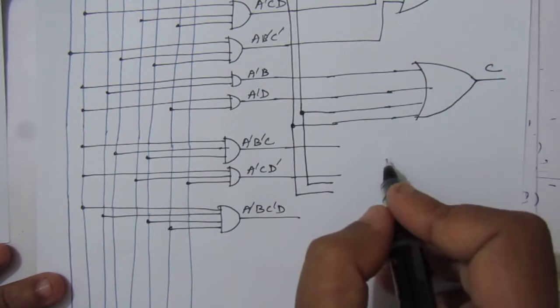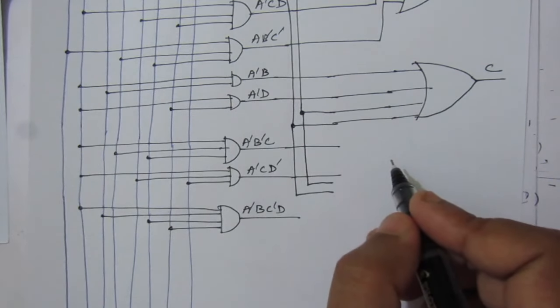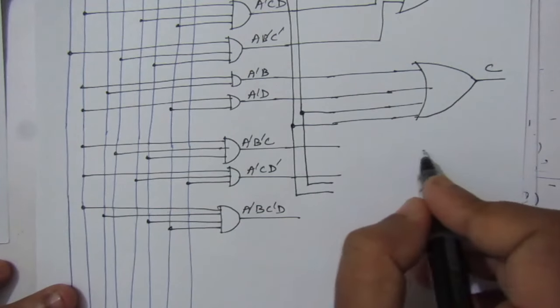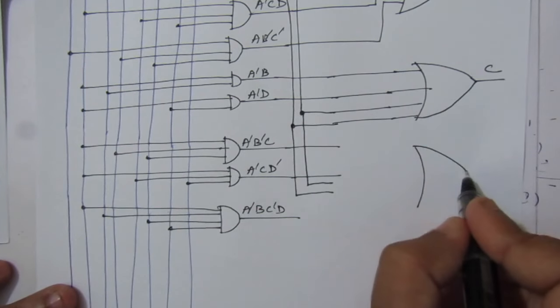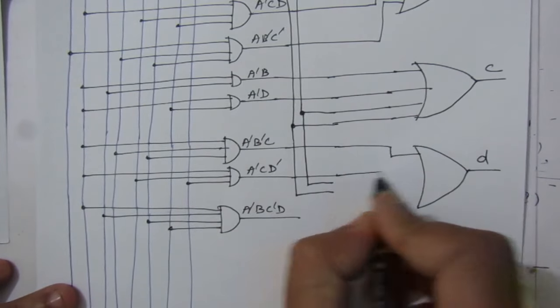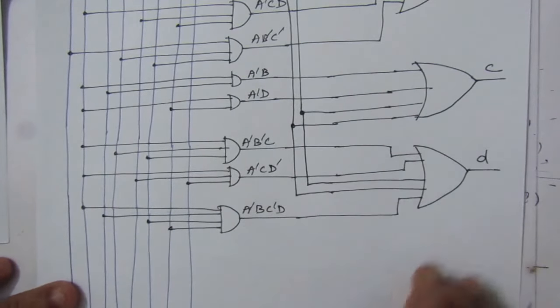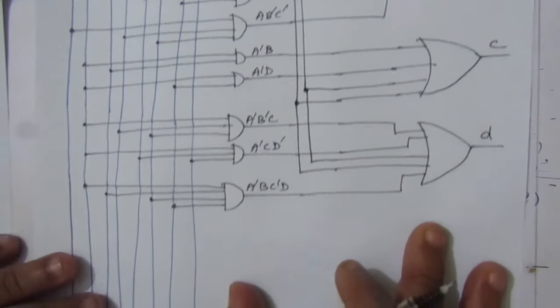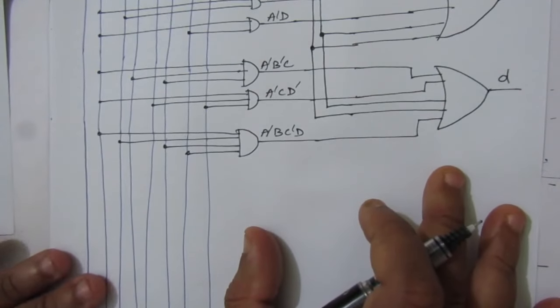Okay, so this five will be the input of an OR gate. Okay, and here we will get small d. So this five will be the input of this OR gate. Okay, so up to d we have completed. Then we have to draw for e, small e.